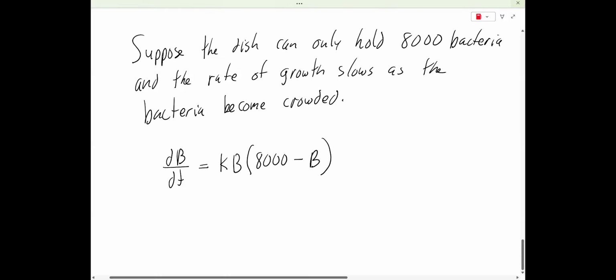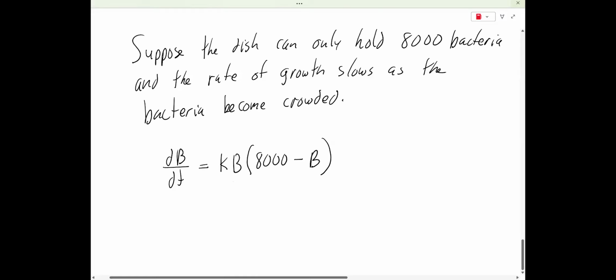Basically, in the beginning, think about when B is close to 0, say when B is 1. What happens here? This factor is about 8,000 when B is 1, plus you've got the k out there too. So this is a pretty big number, and they're growing pretty quickly when you have 1 bacteria. It starts off slow because there's not many to start with.